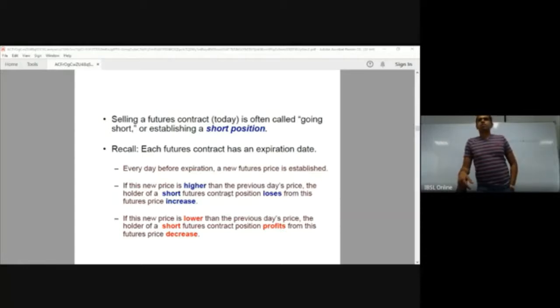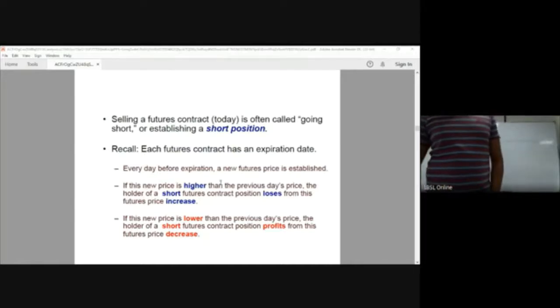Right? That means now, for example, if you assume that the prices of vehicles will go down, so you sell your car immediately, but all of a sudden there is a tax and prices go up, right? Then you will lose because you have to buy another vehicle at a higher price. So it's something like that. Go short, price goes up, you will lose. If this new price is lower than the previous day's price, the holder of a short futures contract will make a profit.